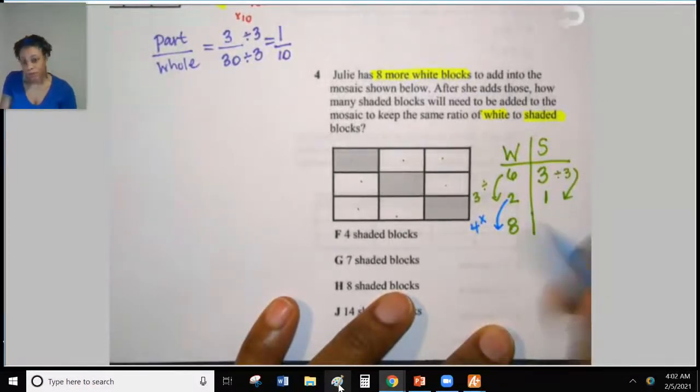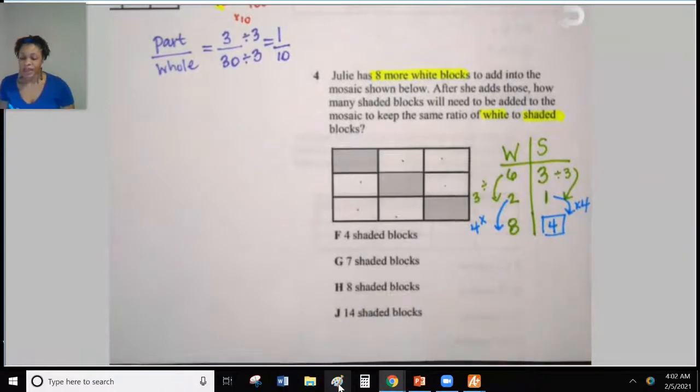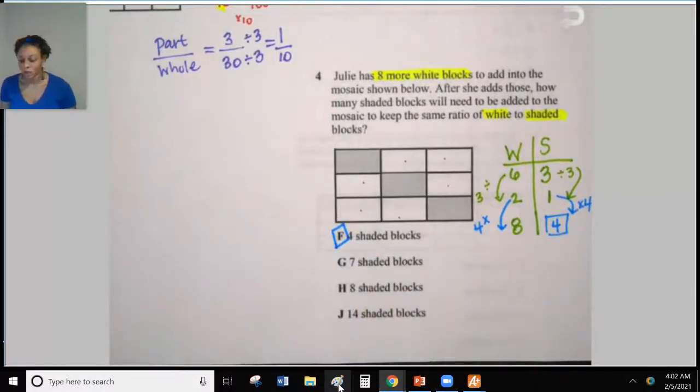Well, remember, whatever I do to one side, I want to do to the other. So if I multiply 1 times 4, that means if I add 8 more white blocks, then I'm going to have to add 4 more shaded blocks because there are 2 more white blocks for every 1 shaded box. So it says after she adds those, how many shaded blocks will need to be added to the mosaic to keep the ratio. So to keep the ratio of 2 to 1, she will have to add 4 more shaded blocks to keep that ratio of 2 to 1.